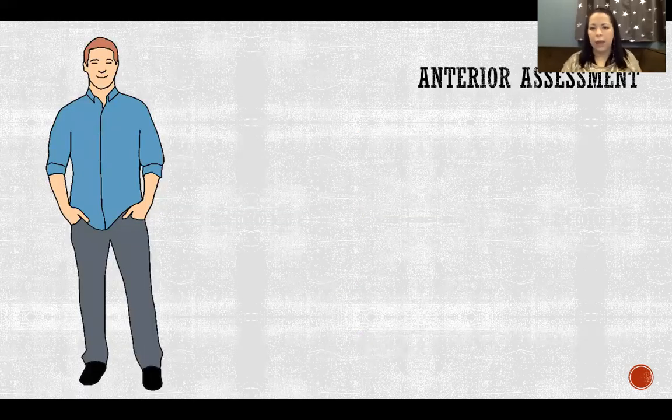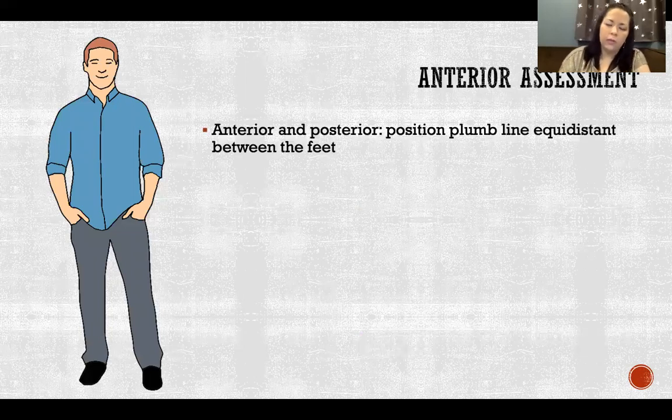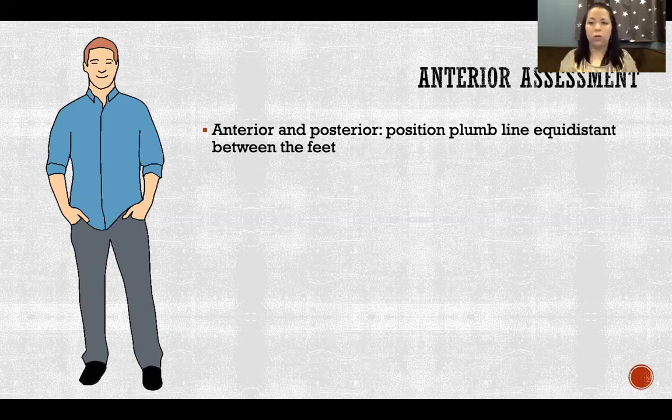All right, and then moving to the anterior view. For both the anterior and posterior assessments, get the person to stand behind the plumb line and aim for the plumb line to be equidistant between the feet. So again, we're not trying to line it up with the nose or the sternum. We're not trying to line it up with anything along the body. Look at the feet and try to get the plumb line equidistant between the feet when the person's in a neutral, relaxed standing position. And then you can see how the body stacks up.